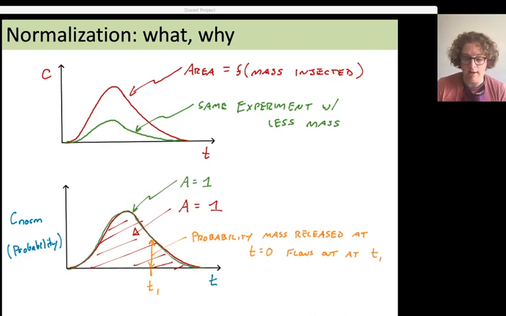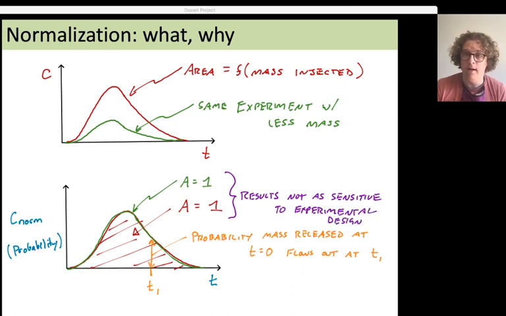And for both experiments, if we've done everything correct, these curves should end up matching up at the end of the day. So this means our results are not sensitive to our experimental design. This is what our goal was. Now let's look at how we do it.